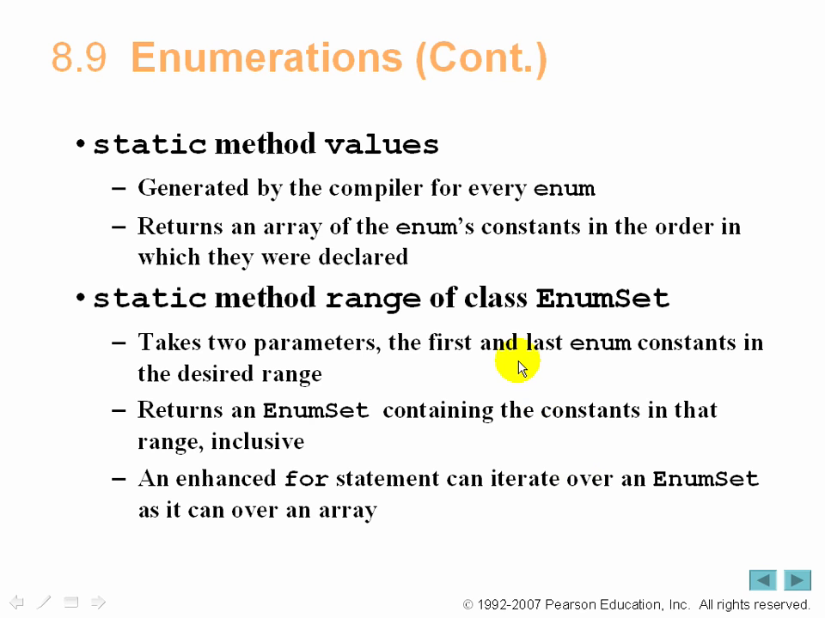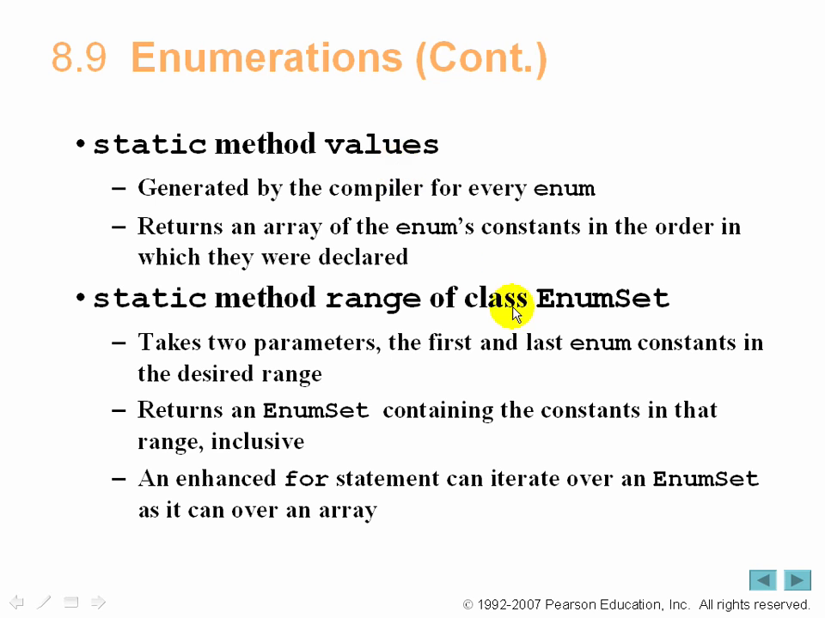A few other things that you need to know about enumerations, and we're going to demonstrate these concepts in the next example also. First of all, every enumeration gets a method named values automatically generated by the compiler, and what that method does is it returns to you an array of all the enumeration constants in the same order that you declared them in the enumerated type definition.